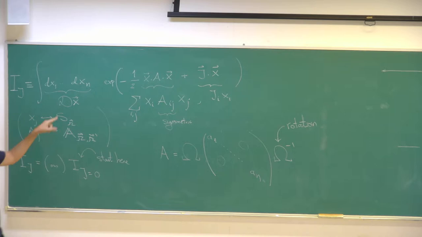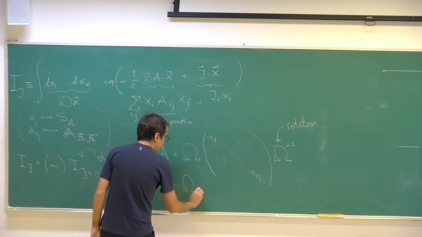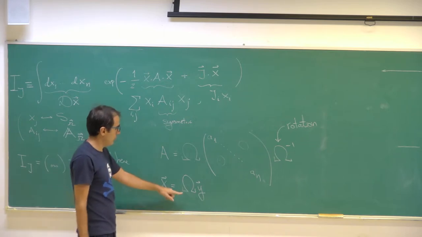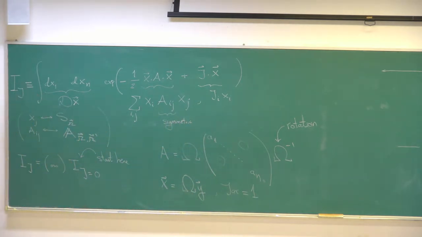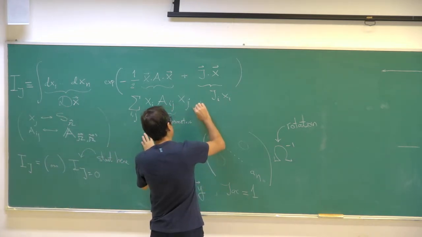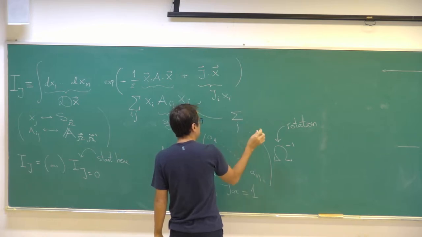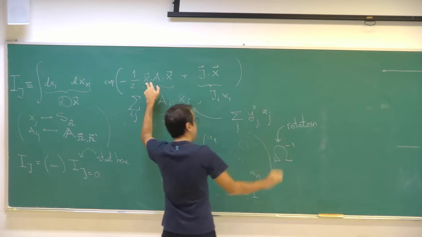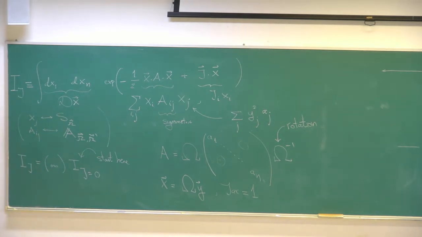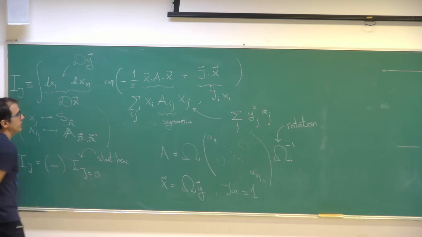Well, but if it's a rotation matrix, let me rotate my vector and let's define x to be equal to omega times y. That's a rotation. Because it's a rotation, the Jacobian of this transformation is 1. I'm just rotating my vector. And once I do it, this quadratic form becomes just the sum over j, diagonalizing this problem, so I have y_j squared times a_j. And this part here becomes just an integral over the y variables.